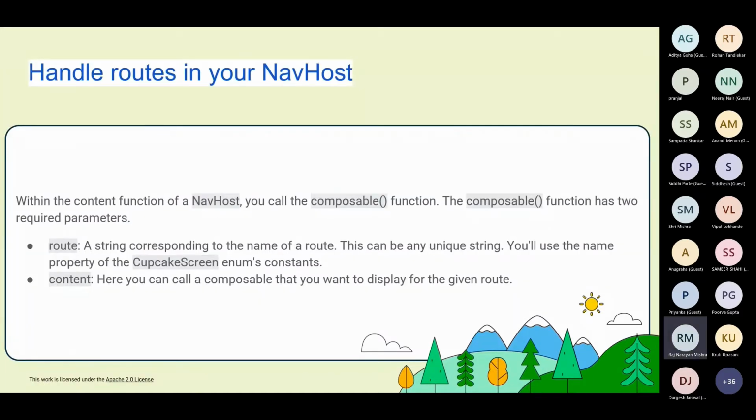Now, how are you going to handle your routes? Handling a route in composable, there are two required parameters, that is route and content. Route is a path string that corresponds to a name. This will be unique, and every app has different routes for that particular app. Content is where you can call a composable that you want to display. Like if you press the button to go to the next screen, then what screen should come for that button will be placed in your content.